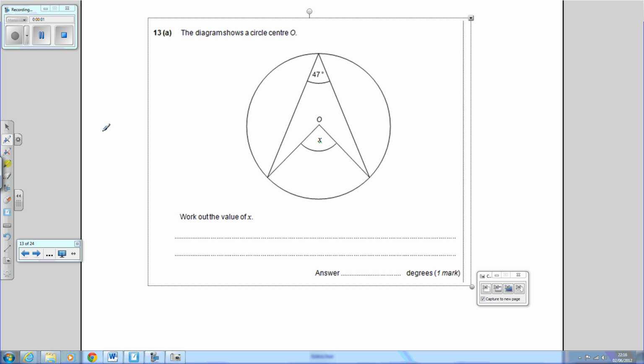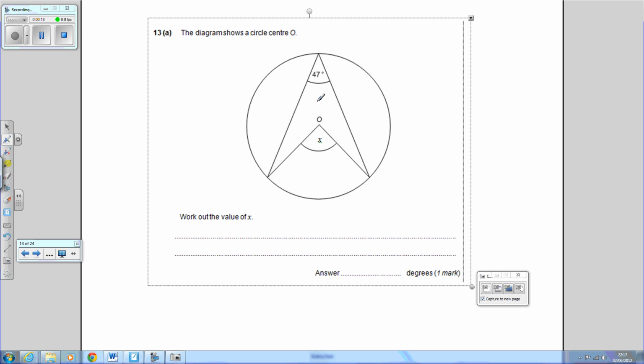Question 13a. The diagram shows a circle centre O. Work out the value of x. Circle theorem questions. Some people get mixed up. Does it mean that these two are the same? Is one double the other one? If you have forgotten, I know they're not drawn accurately, but use your common sense.